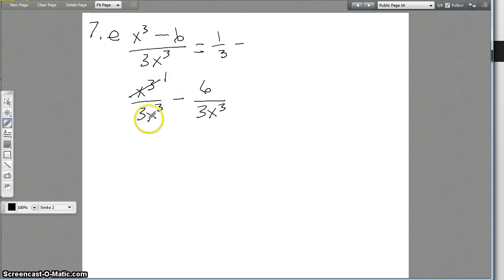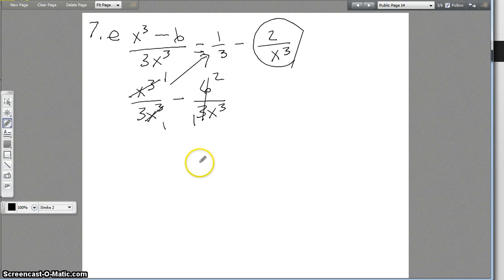On the top, we get 1. On the bottom, that makes a 1. So we end up with a fraction 1/3, which is what we have right here. So that means that on the other side, we must have the equivalent to 6 over 3x cubed. This is not simplified, though. We can divide the numerator and the denominator by 3, though. 6 divided by 3 is 2. 3 divided by 3 is 1. So we're going to write this as 2 over x cubed, and that is our answer.